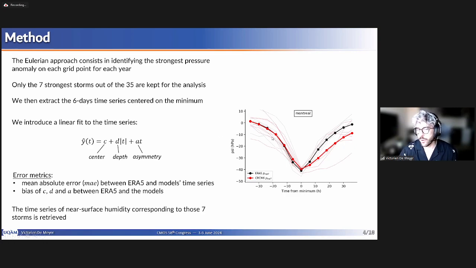You have the average of the 7 strongest storms on the Montreal grid point here as an example, for both ERA5, the black line, and for a random model here, the CRCM6, the red thick line.